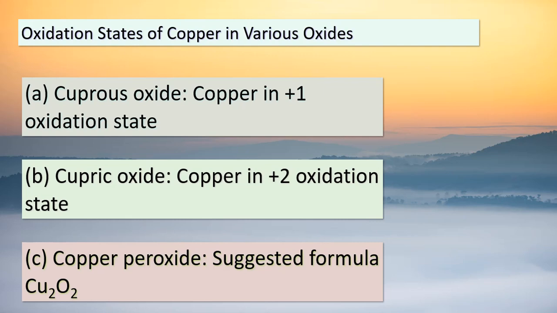This compound showcases copper in a +3 oxidation state, demonstrating the diverse ways copper can interact with oxygen. Keep in mind that these oxidation states play a crucial role in determining the properties and behavior of these compounds. Now, let's journey deeper into the world of copper's oxidation states and their implications.